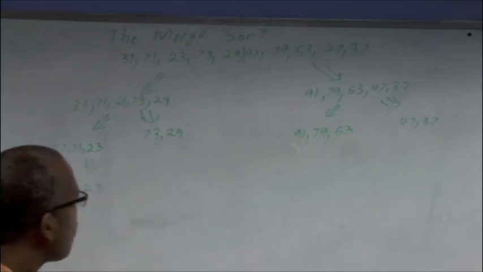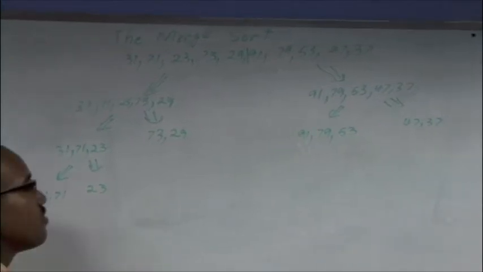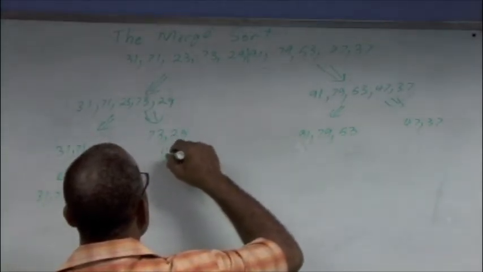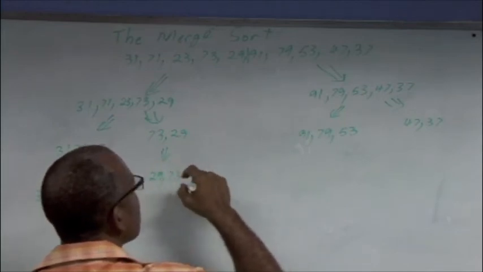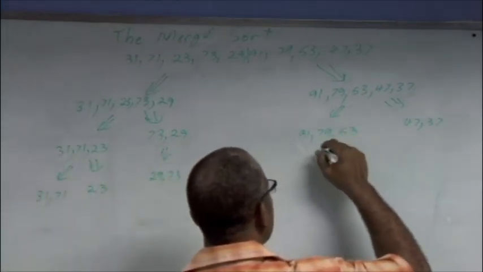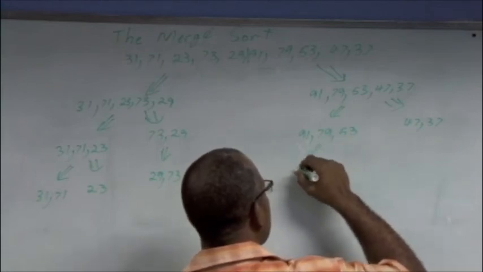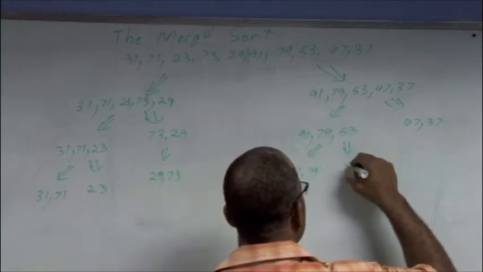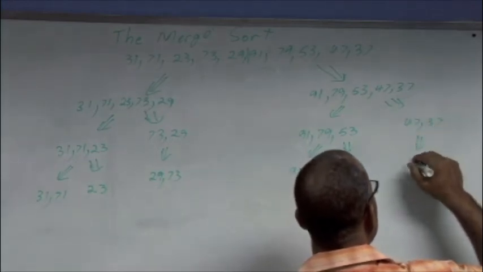Now, when we have two or less things in the list, it doesn't really make sense for us to split the list again. All we do is check and see if the items are out of sequence, and if they are, we swap them. So we'll do a swap here, so we end up with 29, 73. This one needs to be split before we start sorting it. So we have 91, 79, 53, and these are out of sequence, so we're going to just swap.